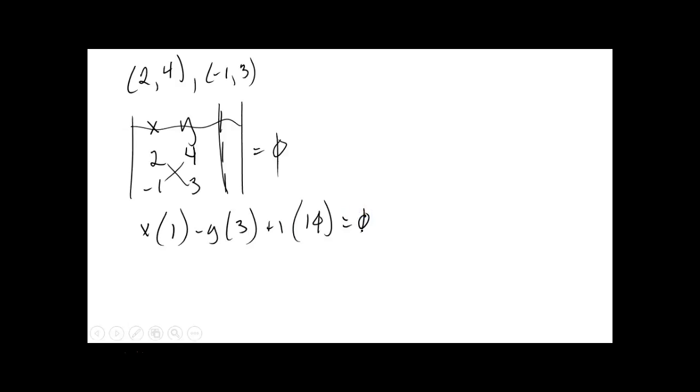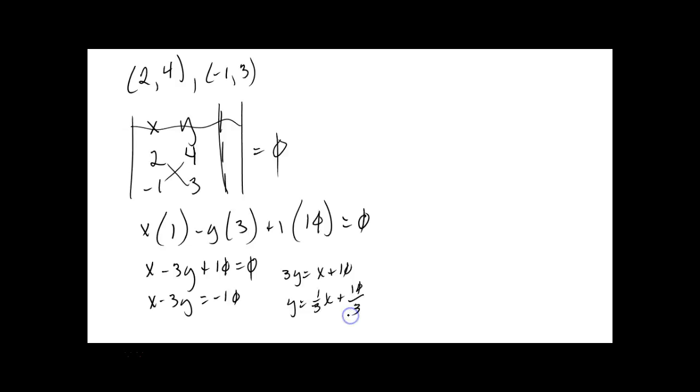Okay, let's clear parentheses, and what do we have? X minus 3y plus 10 equals 0. Or we could say x minus 3y is equal to negative 10, or if you want it in slope-intercept form, that would be 3y is equal to x plus 10, so y is equal to 1/3 x plus 10/3. That's not particularly a great form, but those are all ways you could do it.